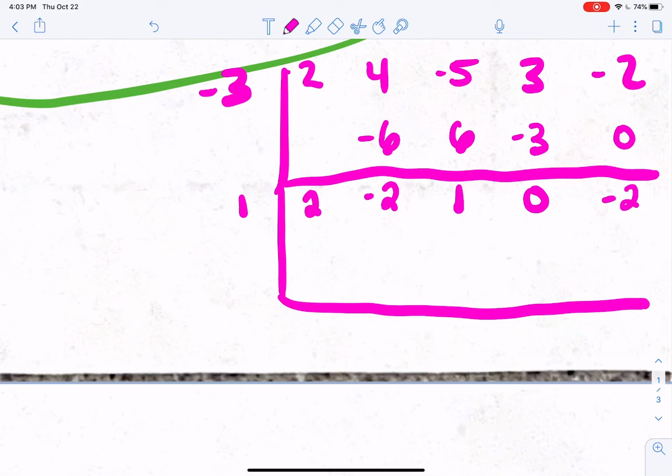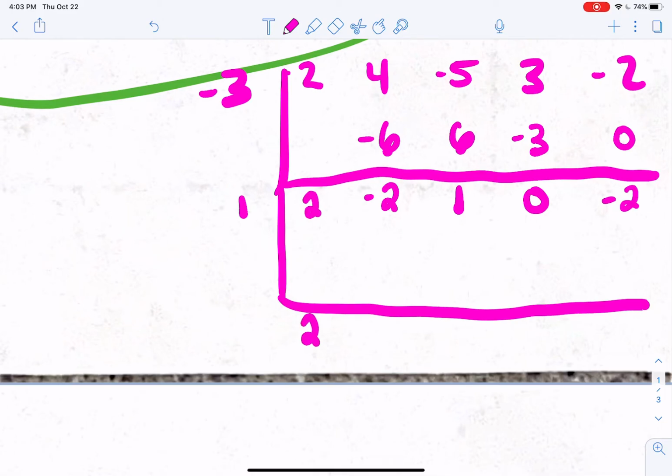So I'm going to drop the 2 down. 1 times 2 is 2. That gives me 0 here. 1 times 0 is 0. 1 plus 0 is 1. 1 times 1 is 1. 0 plus 1 is 1. And 1 times 1 is 1. And negative 2 and 1 is negative 1.